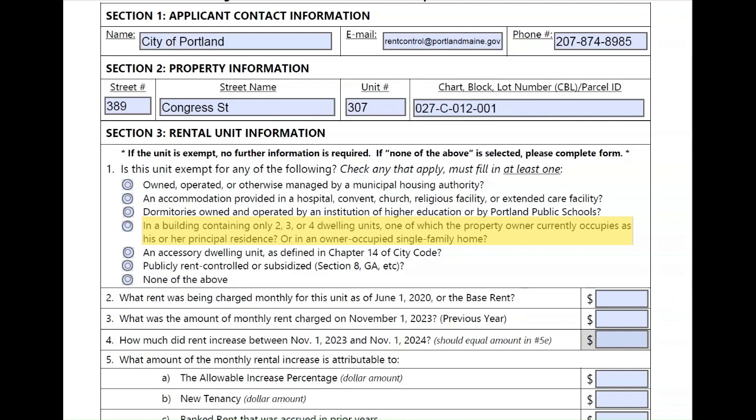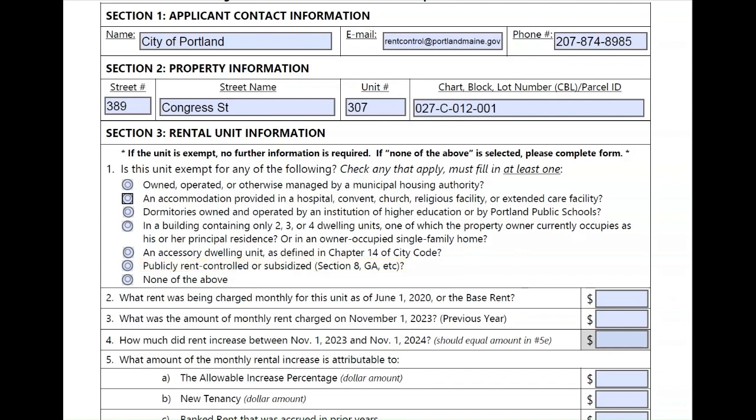Schools, units in a building containing only 2, 3, or 4 dwelling units, one of which the property owner currently occupies as his or her principal residence, or in an owner-occupied single-family home, an accessory dwelling unit as defined in Chapter 14 of the City Code, or any rental unit that is publicly rent-controlled or subsidized, including but not limited to Section 8 and General Assistance.